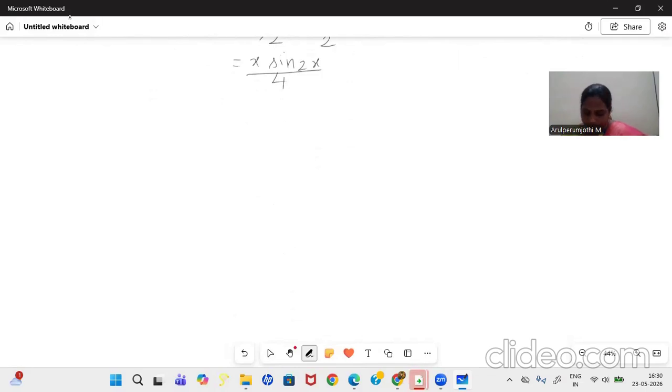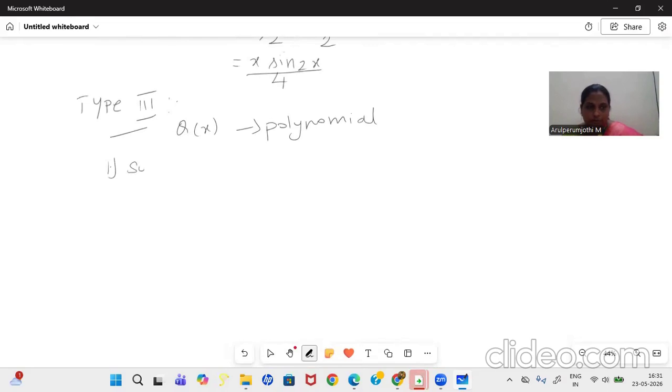Next problem. Or we'll move on to type 3. So type 3 is nothing but if your q of x is in polynomial form. Okay, so directly I'll move on to the problem.